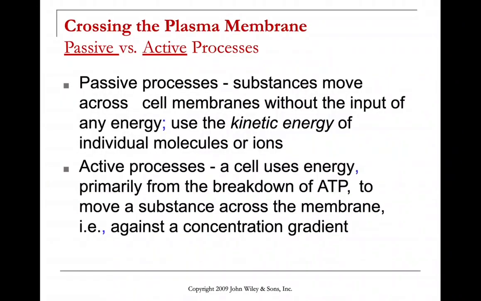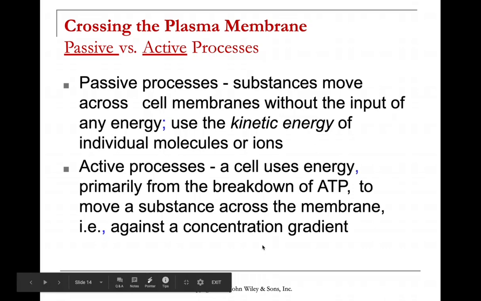So when we look at things crossing the plasma membrane, passive processes are ones that are going to cross the cell membrane without requiring energy. They're going to rely on the kinetic energy of the individual molecules or ions, where active processes the cell is going to have to use energy. This is primarily going to come from breaking down ATP to move a substance across the membrane. So with these, it's generally going to move against the concentration gradient. Passive are usually going to move with the concentration gradient.